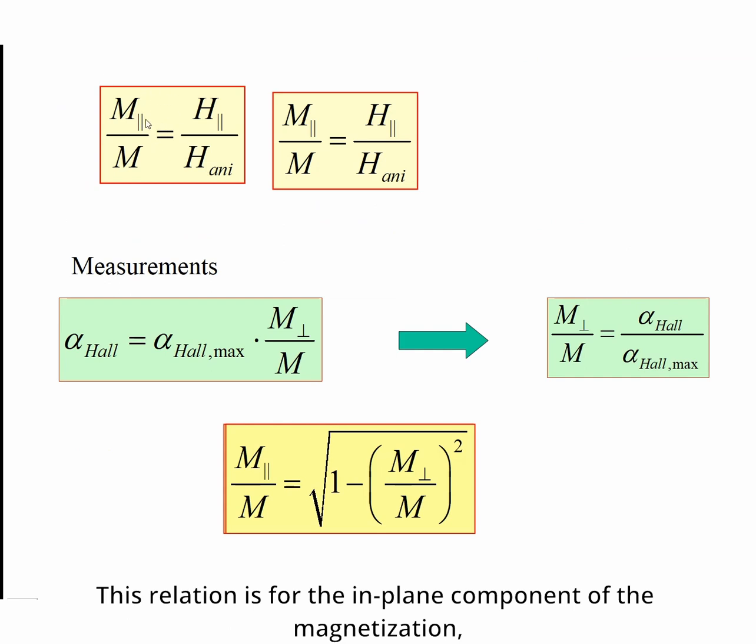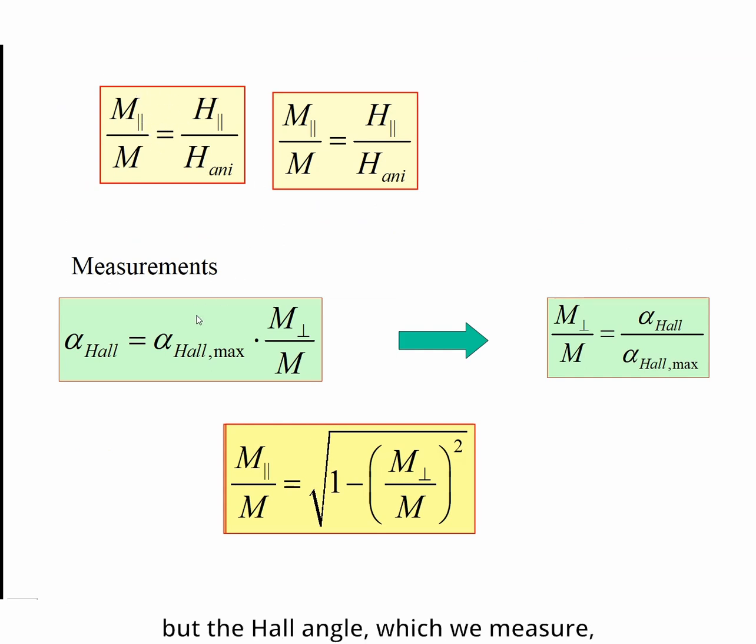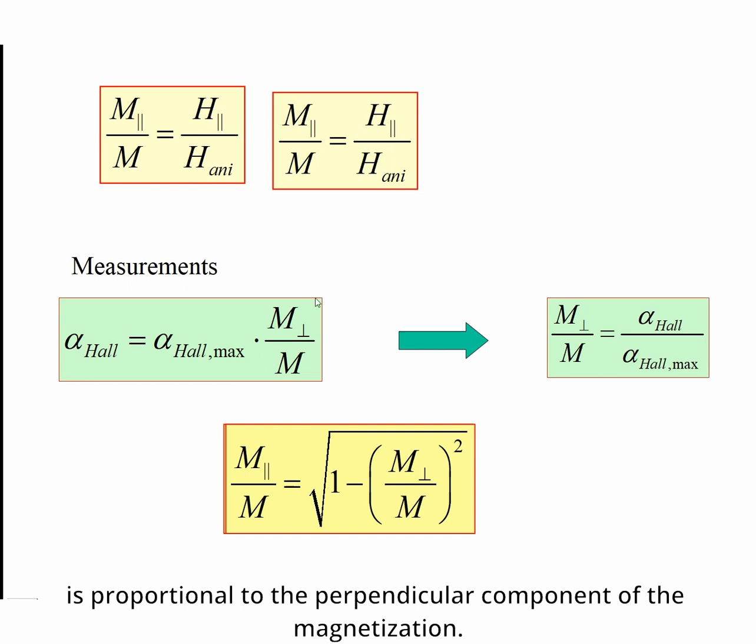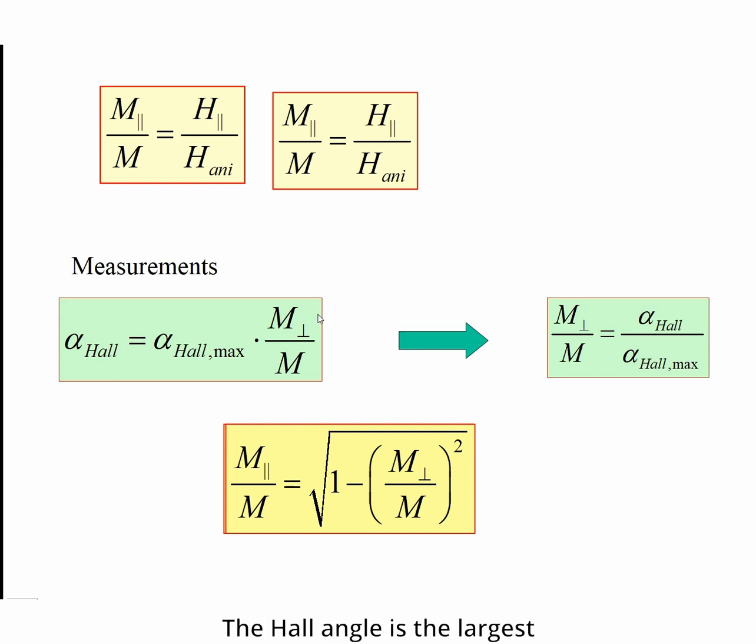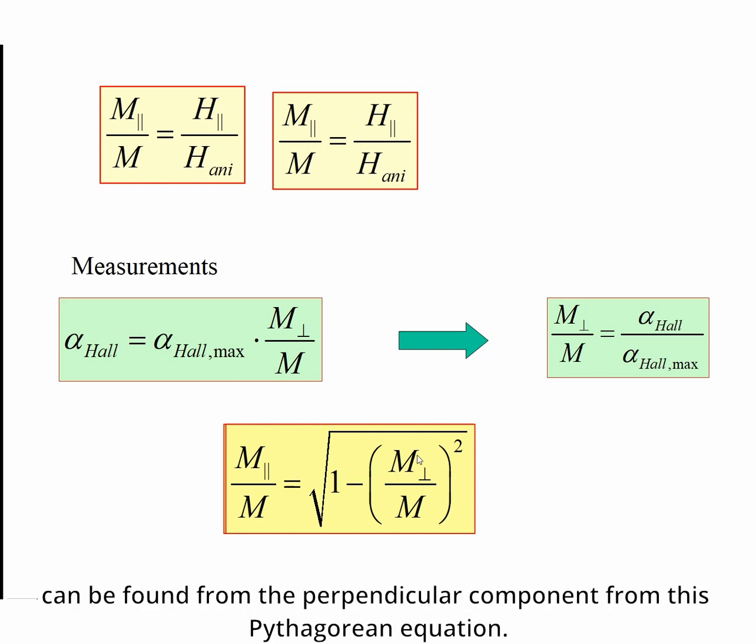This relation is for the in-plane component of the magnetization, but the Hall angle which we measure is proportional to the perpendicular component of the magnetization. The Hall angle is the largest when magnetization is perpendicular to the plane and becomes smaller when the magnetization is tilted. From this relation, the perpendicular component of magnetization can be easily found just by normalizing the Hall angle to its maximum value. The in-plane component of magnetization can be found from the perpendicular component from this Pythagorean equation.